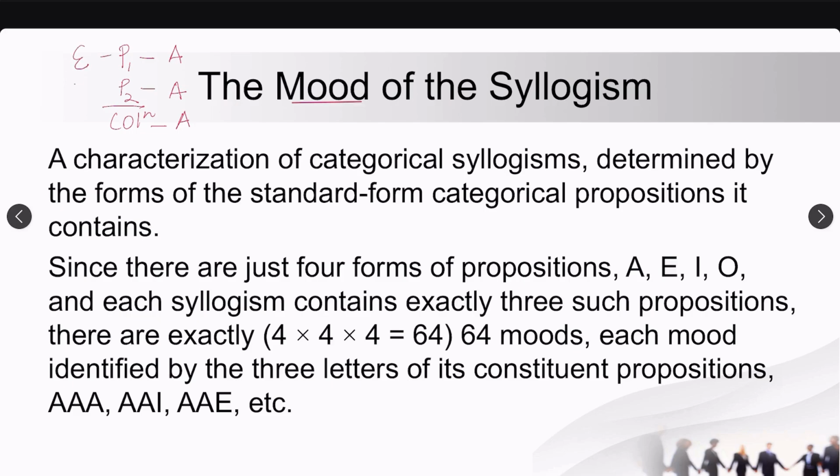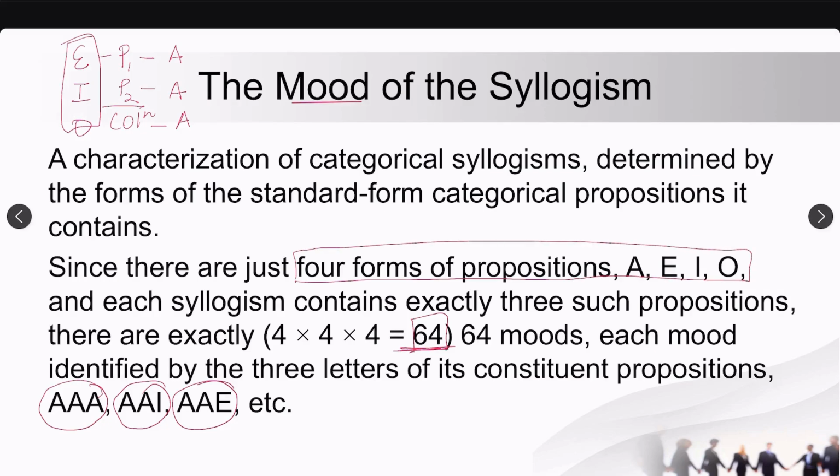So either it can be an E proposition, I proposition, or O proposition. So again this is what the mood is. So here if you see AAA, AAI, AAE, these are the moods. And how many moods can there be in total? 64. Since there are 4 forms of proposition, we have in total 4 categorical propositions, and each syllogism contains exactly 3 such propositions. So in total you will have 64 moods, and each mood is identified by 3 letters.